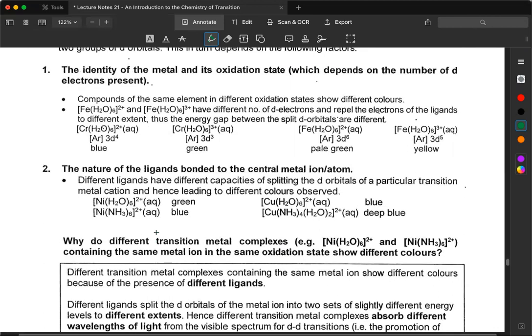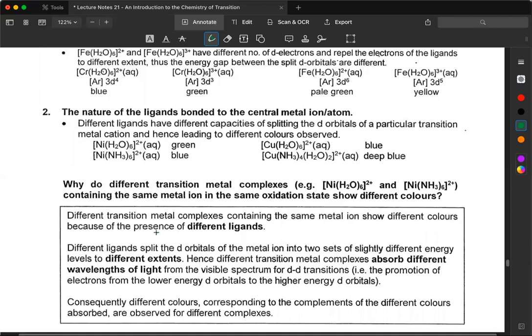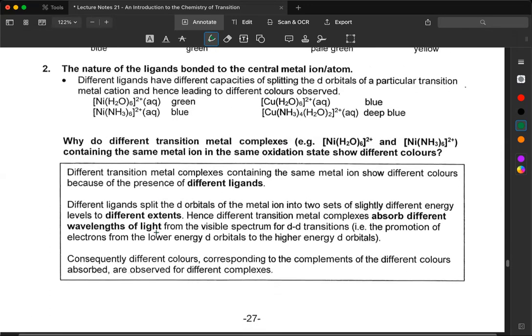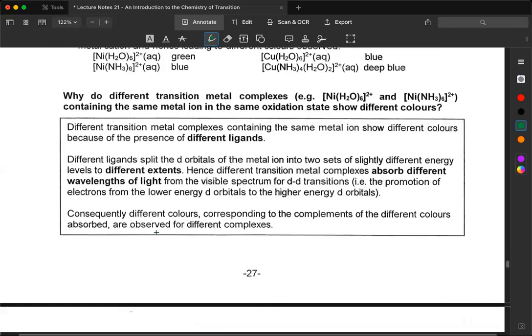Okay, so these are just some examples. Why do different transition metal complexes containing the same metal ion in the same oxidation state show different colors? Different ligands, right? Different transition metal complexes may contain the same metal ion, but they have different ligands. The different ligands will split the d orbitals into 2 sets of different energy levels to different extents. So the energy gap is different because the ligand is different. Different transition metal complexes absorb different wavelengths, resulting in different colors, which are the complements of the colors observed. Key point: different wavelengths of light can be absorbed.